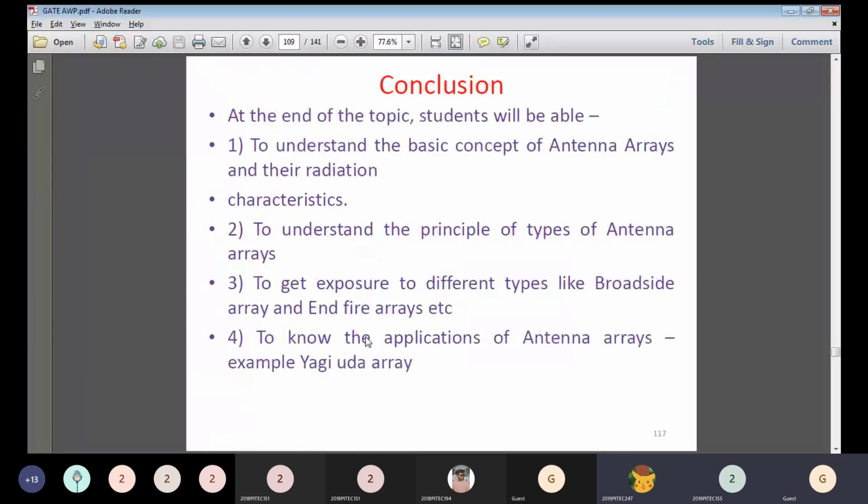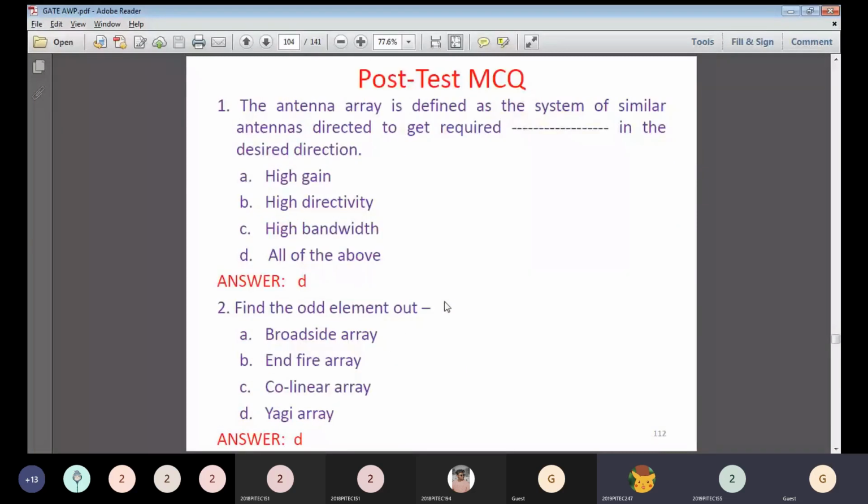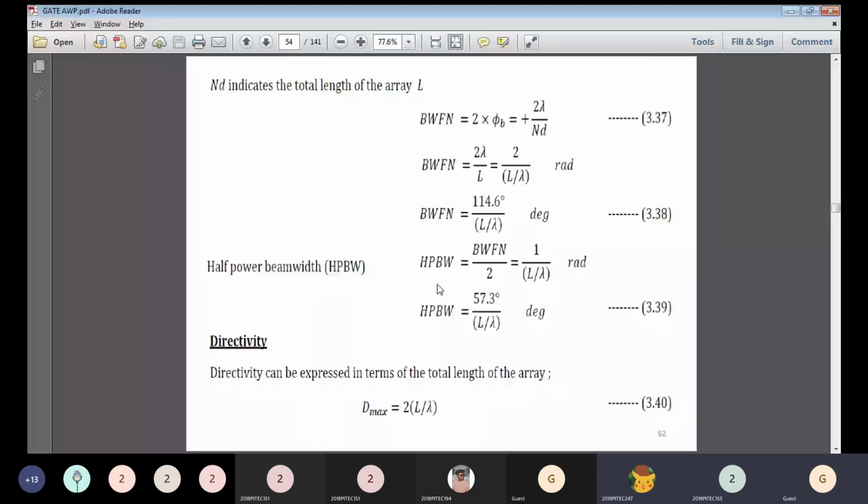At the end of the topic, students will be able to understand the basic concept of antenna array and the radiation characteristics, to understand the principle of types of antennas and arrays, to get exposure to different types like broadside array and end-fire array, and to know the applications of antenna array, for example the Yagi-Uda antenna. The Yagi-Uda antenna is the example of a parasitic array. Don't forget. These are the topics we have discussed today, and a few of the major problems were also discussed in this PPT.